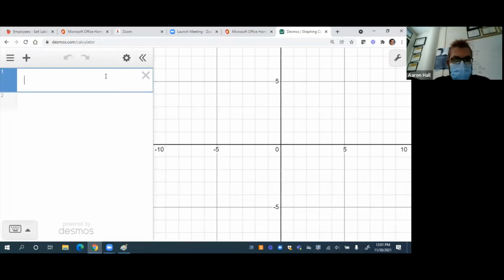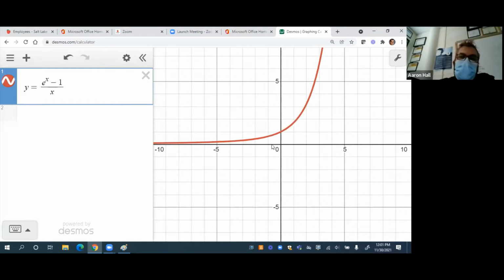And I'm going to type in our function of y equals, I'm just going to use x, e to the power of x minus 1 over x. And we want to know when x approaches what? 0. So when x approaches 0, what are we converging on?